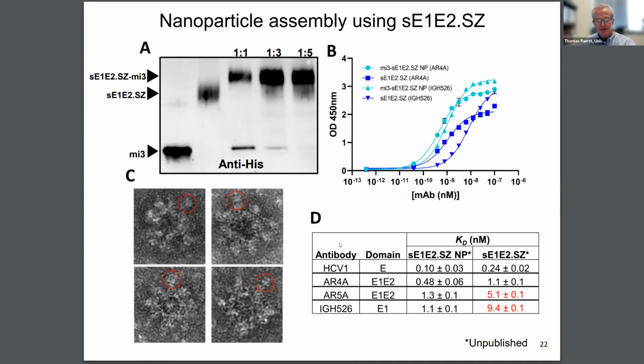This slide shows some of our initial results using the MI3 SpyCatcher nanoparticle scaffold. In panel A, the coupling efficiency is greater than 75% in all three reactions using a 1-to-1, 1-to-3, and 1-to-5 nanoparticle to secreted E1E2 ratio. In panel C, our initial negative stains are shown here, where we can show clear decoration of the nanoparticle with secreted E1E2 as shown in the red circles.